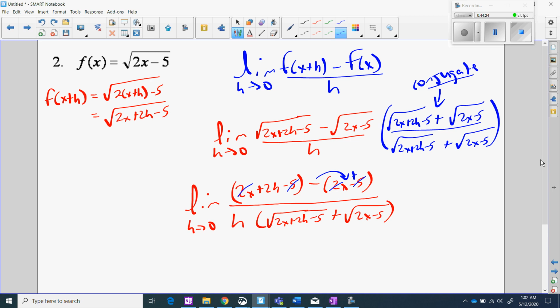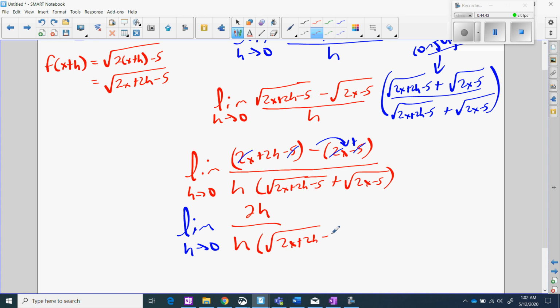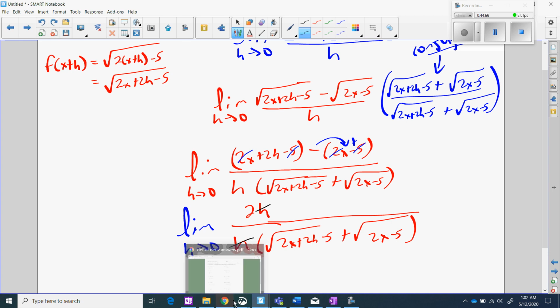So we're going to write that out one more time. And we'll do our dividing here. So limit as h goes to 0. So all that's left in the numerator is 2h. Everything else crossed each other out. Then you have an h here. Bracket, leave this alone. 2x plus 2h minus 5. Square root 2x minus 5. Line goes all the way across. This is 2 times h. This is a factor h. You can cross those out, divide them out.